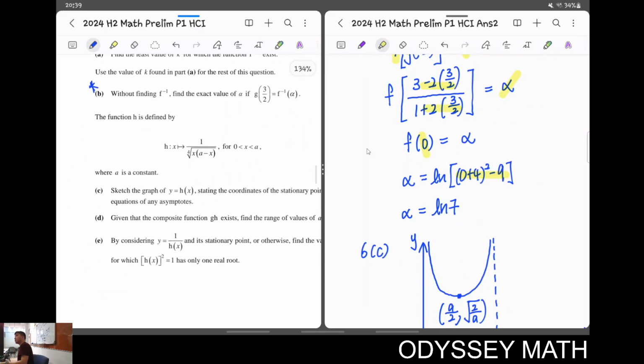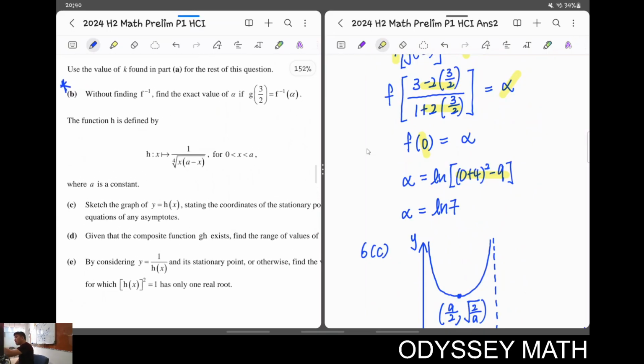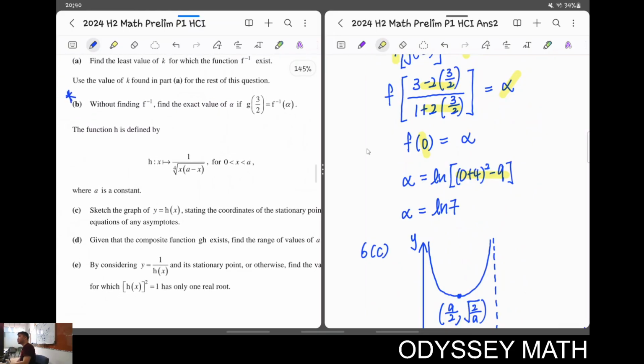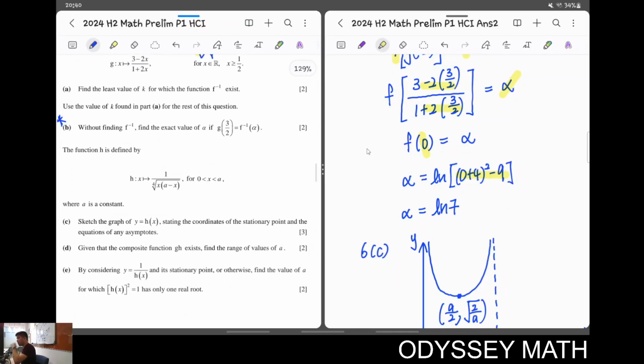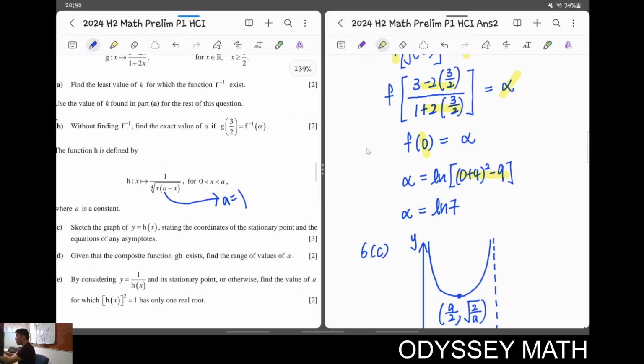Next one, the function h is defined as such, where a is a constant. Sketch the graph of y equals to h(x), stating the coordinates of the stationary point and the equation of any asymptote. Pro tip, you can always let a be 1 and sketch the graph out. I'm just going to emphasize this again. If they give you the graph, you be that student who uses your GC, don't straight away dive into the question. A is unknown, I know.